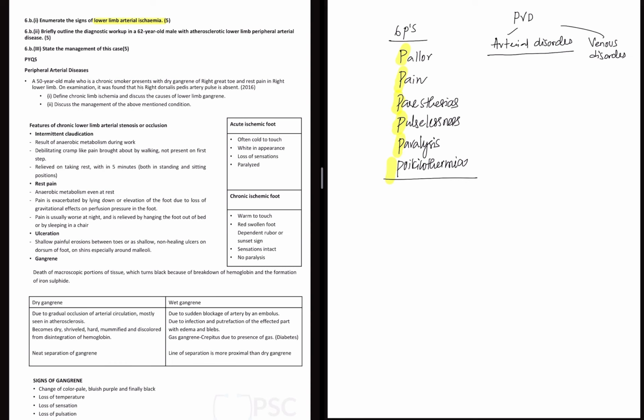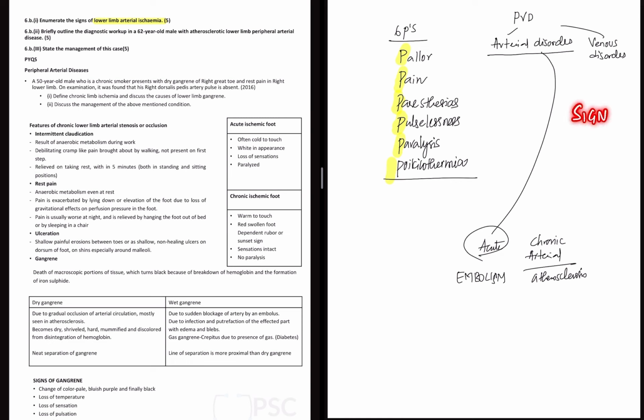Now in arterial diseases we have acute or chronic arterial ischemia. Acute cases are mainly because of embolism, and chronic cases, which are more common, are because of atherosclerosis. Now in the first part of the question they are asking you to enumerate the signs of lower limb ischemia. So clinical features include both signs and symptoms.